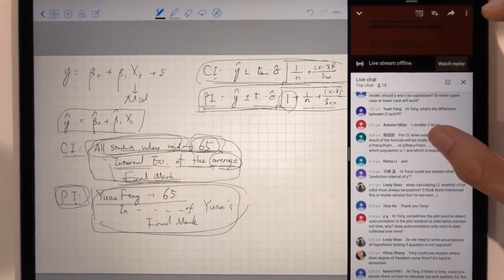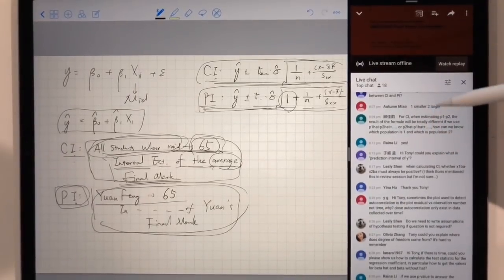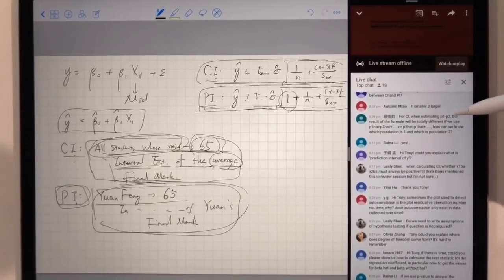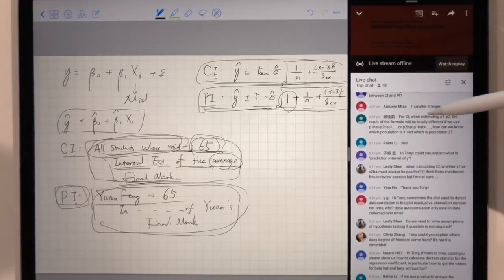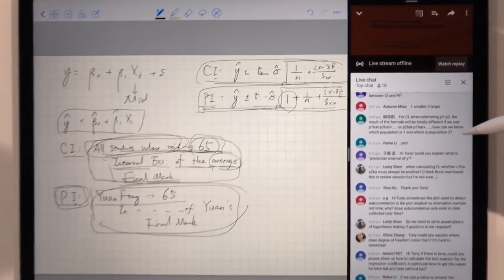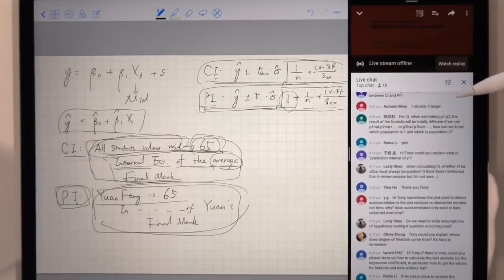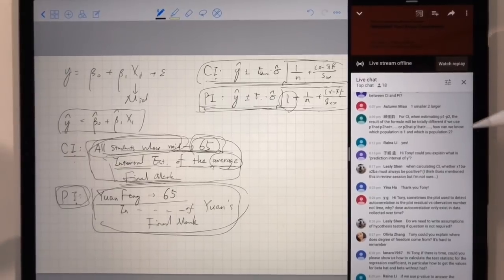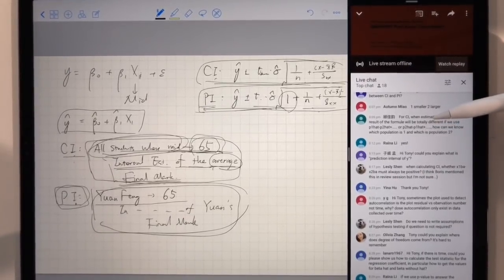Jiaring Gu is asking, for confidence interval, when we estimate p1 minus p2, the result of the formula will be totally different when we use p1 hat minus p2 hat or p2 hat minus p1 hat. How can we know which is population 1 and which one is population 2? You sure they are different? I think you will get the same thing, but only the sign is different, okay? So don't worry about that. If you get different results, you must have a wrong calculation, I guess.